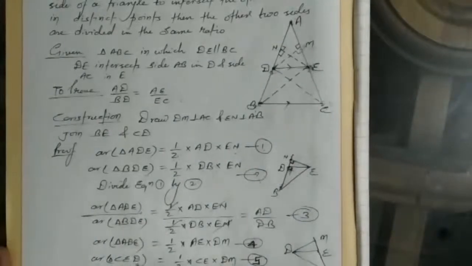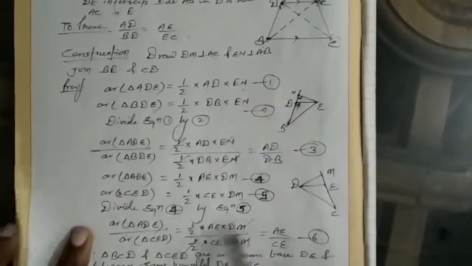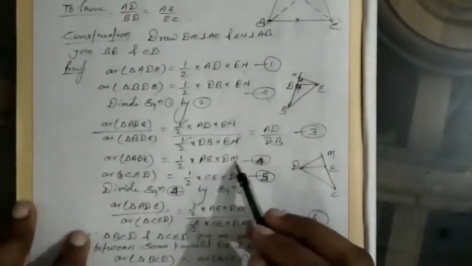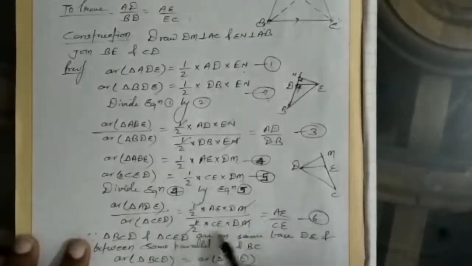So divide equation 4 by equation 5. ADE upon CED equals 1 upon 2 AE into DM upon 1 upon 2 CE into DM.